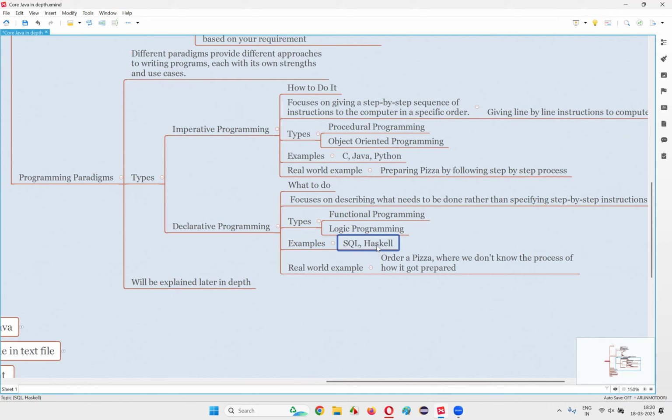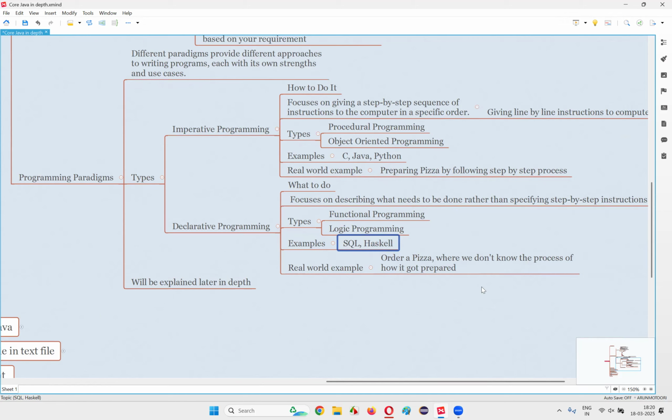If you write this SQL statement, it will hit the database and get you the record of the user who has the ID column value as 5. But you are not giving instructions on how to retrieve it. That low level logic you are not instructing line by line. Simply, you are asking, you are commanding.